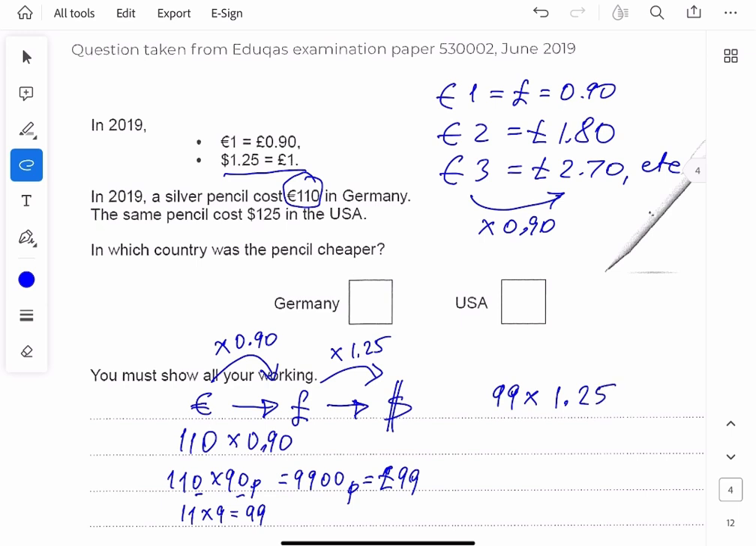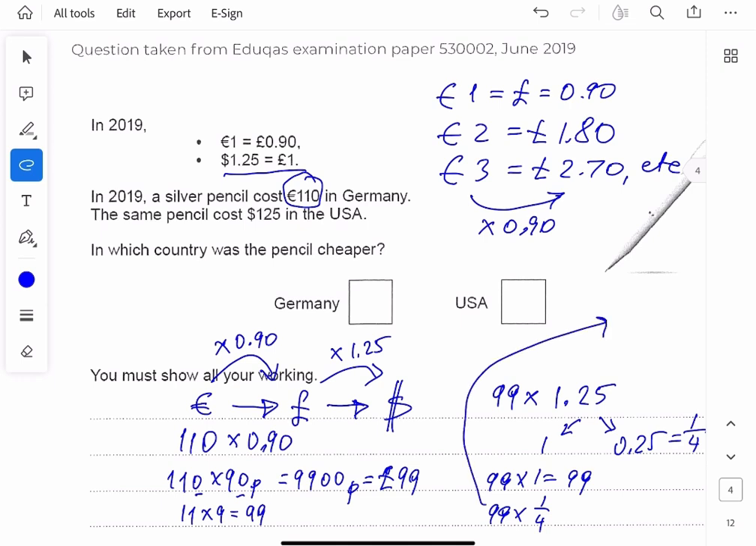Use your method: long multiplication, multiplication grid, split the number. So in my case, I split the number 1.25 into 1 and 0.25, which is a quarter. So I'm finding 1 of 99, which is 99, and then I'm finding a quarter of 99, which means 99 divided by 4. So you can halve and halve that number again, or you can use the bus stop, like I'm doing.